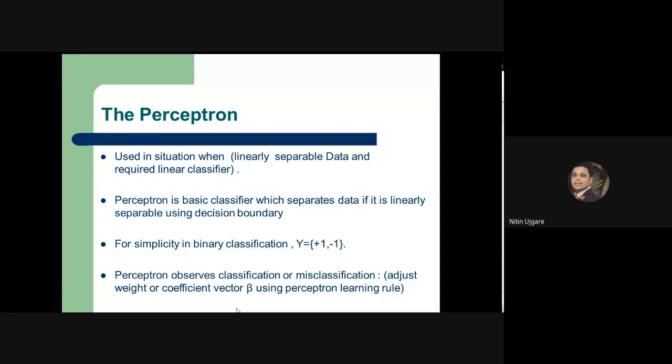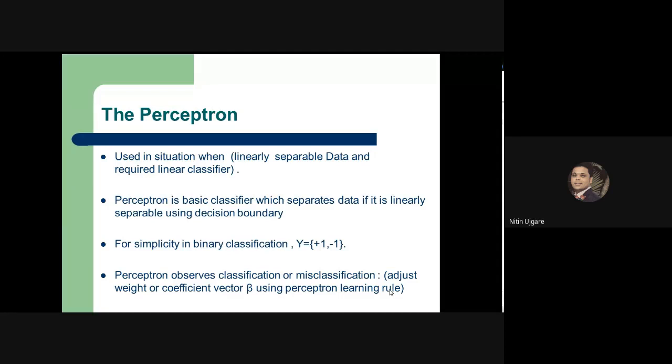Then the perceptron observes the classification or misclassification of these training input instances. If misclassification occurs, then it adjusts its weight or coefficient vector beta using some perceptron learning rule. So how does the perceptron update its weight vector or coefficient vector beta? That is the next point of discussion. To update the weight vector, we need to use some perceptron learning rule.